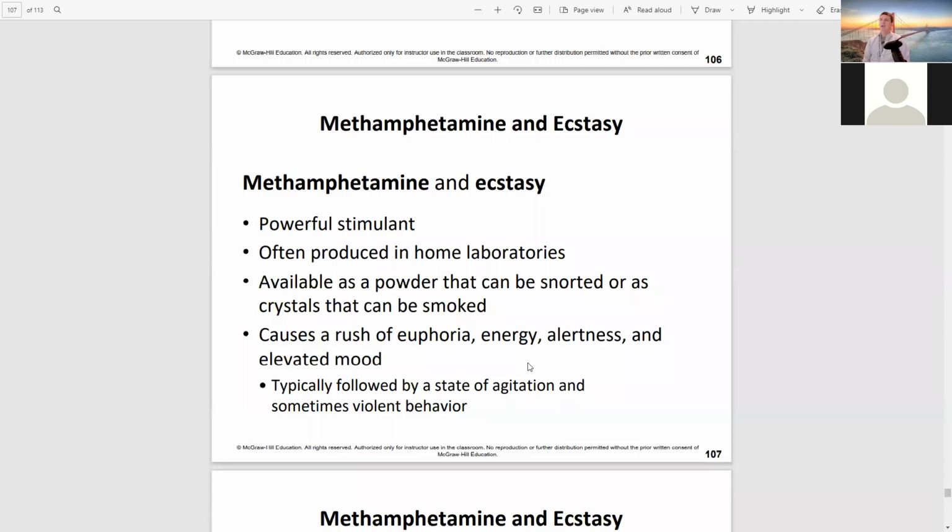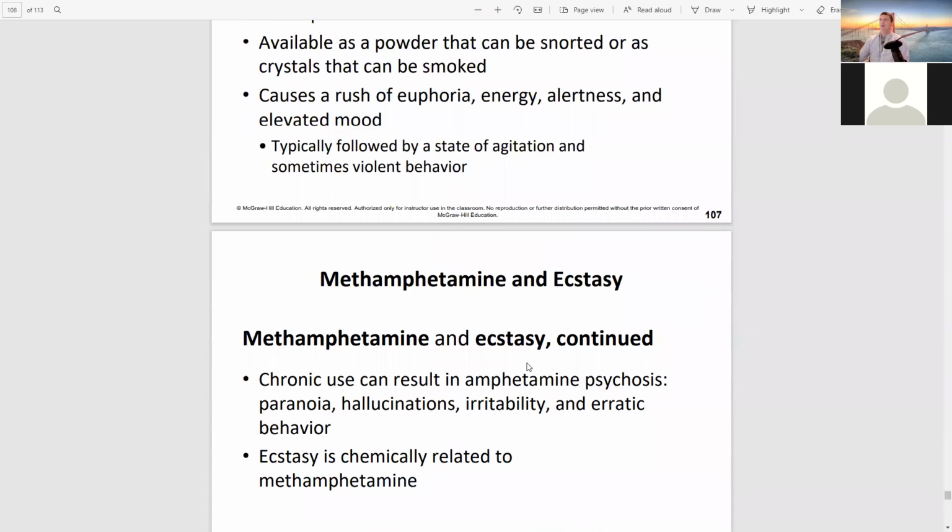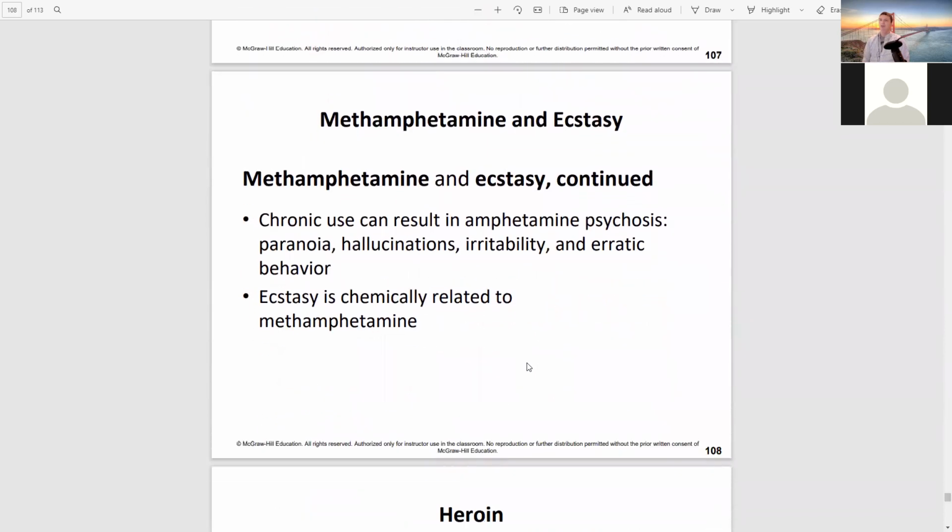Okay, so methamphetamine and ecstasy are powerful stimulants, often produced in home laboratories. They're available as a powder that can be snorted or as crystals that can be smoked. They cause a rush of euphoria, energy, alertness, and elevated mood, typically followed by a state of agitation and sometimes violent behavior. Chronic use can result in amphetamine psychosis, which is paranoia, hallucinations, irritability, and erratic behavior. And ecstasy is chemically related to methamphetamine.